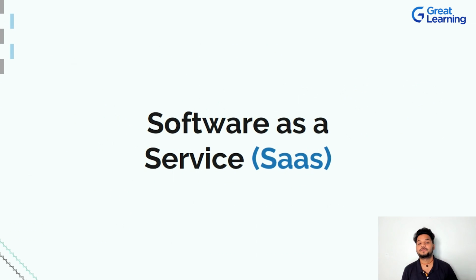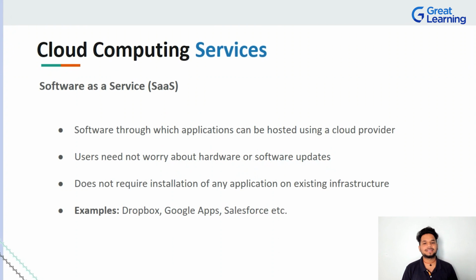Now, what is software as a service? Software as a service is basically a concept through which you can have software, which is nothing but applications, and these can be hosted on cloud computing platforms. As a user, you should not be concerned about software upgrades or hardware updates and all of that, right? The biggest advantage of software as a service is that you're getting an entire software through which you can work, so it doesn't require any installation of applications on your already existing infrastructure.